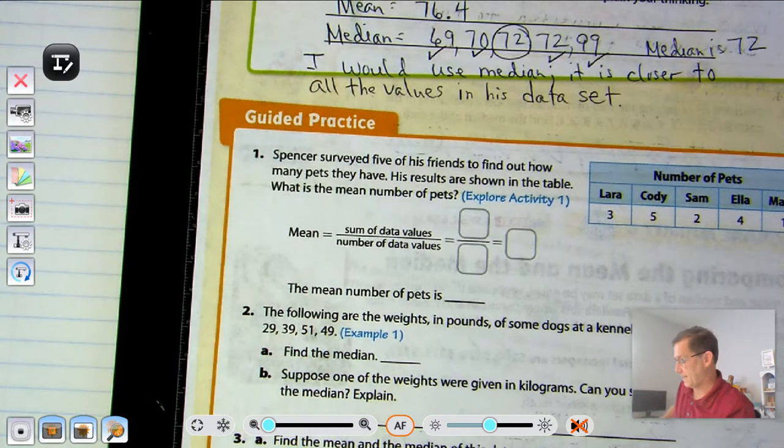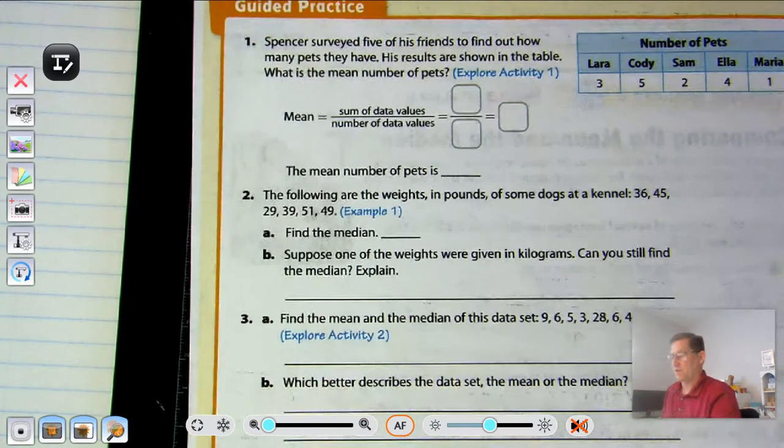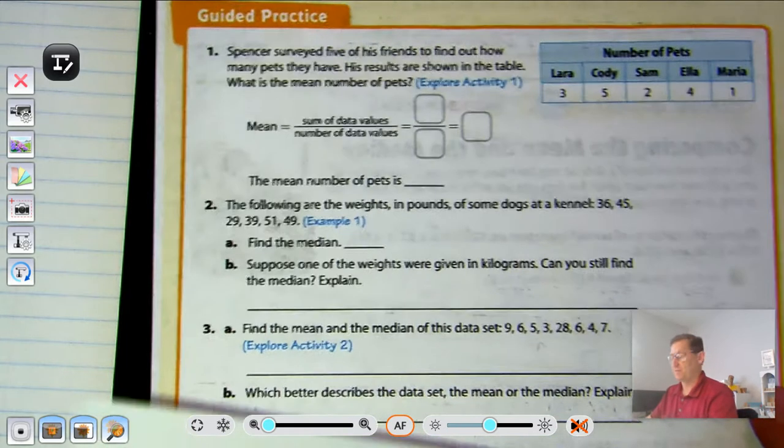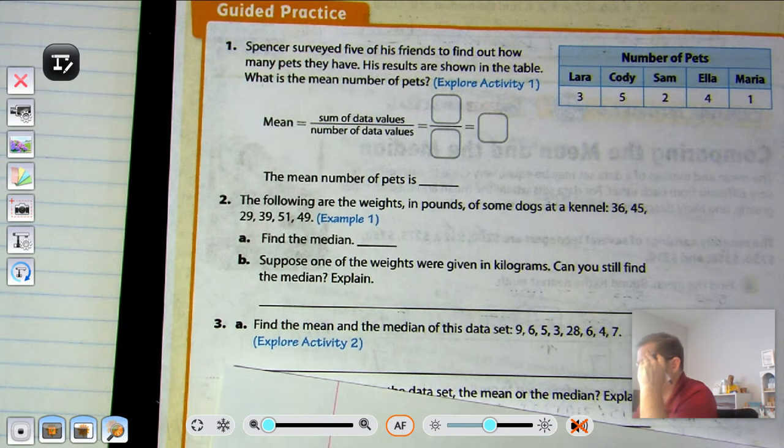All right, guided practice, number 1. So Spencer surveyed 5 of his friends to find out how many pets they have. His results are shown in the table. What is the mean number of pets?